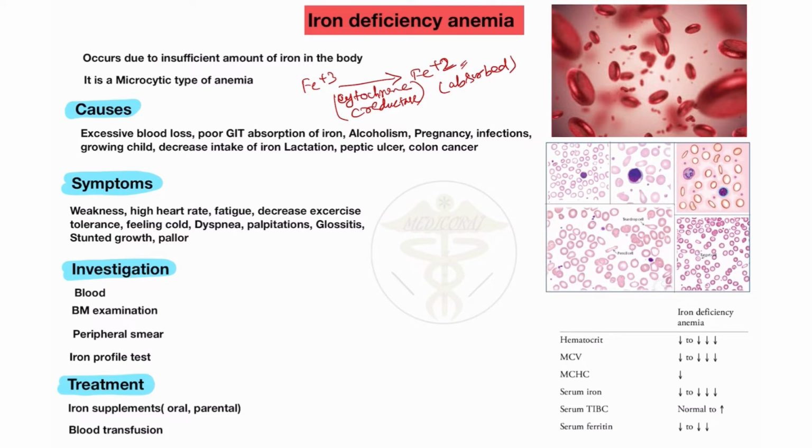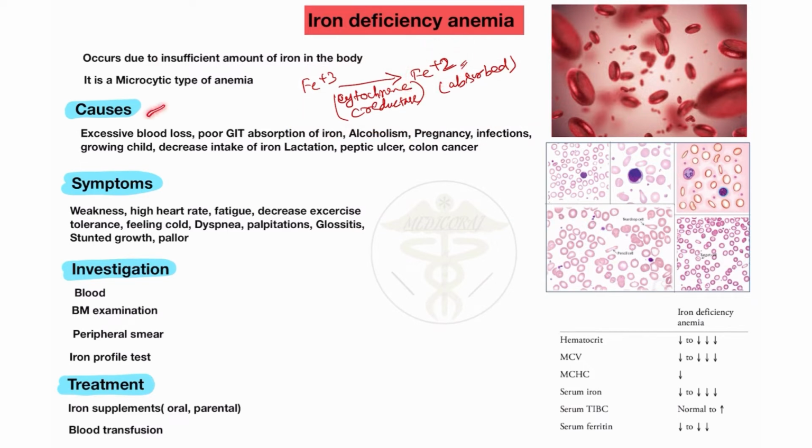Also, when the cytochrome C reductase enzyme decreases in our body, it also causes deficiency of iron. So this enzyme is important, cytochrome C reductase, which converts iron plus 3 into iron plus 2. Also remember, only the iron plus 2 form is absorbed in the body, not the iron plus 3 form, meaning not the ferric form, only the ferrous form is absorbed in our body.